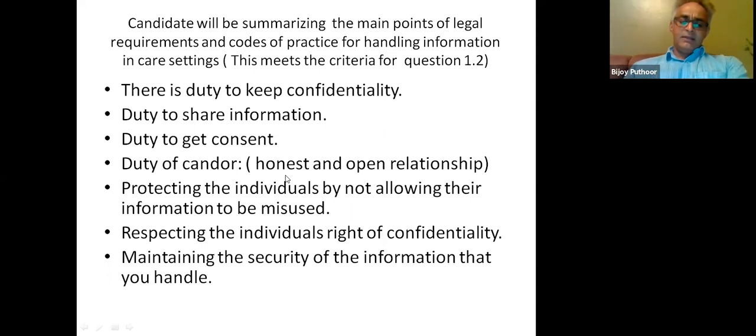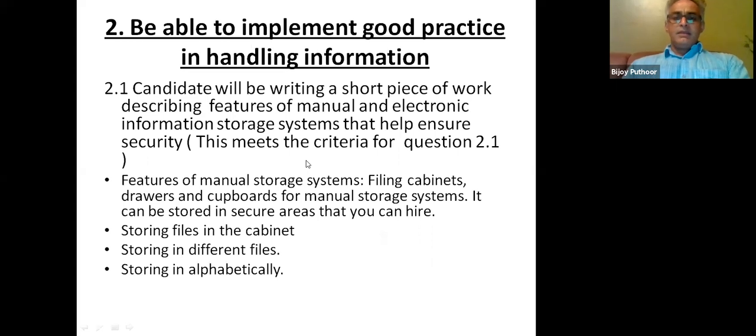Okay, now going to the second part of Unit 2. The second part of Unit 2 is be able to implement good practice in handling information. Candidate will be writing a short piece of work describing features of manual and electronic information storage systems that help to ensure security.